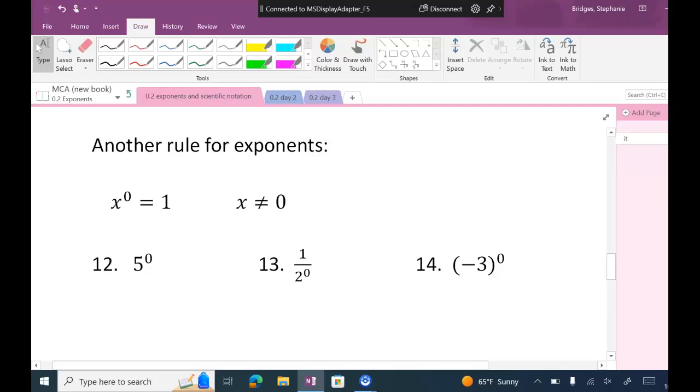And again, you can also put these in the calculator and let the calculator do the work for you. It just will not be able to do the work once we get to the variables. But if it's all numbers, you can use the calculator for sure.